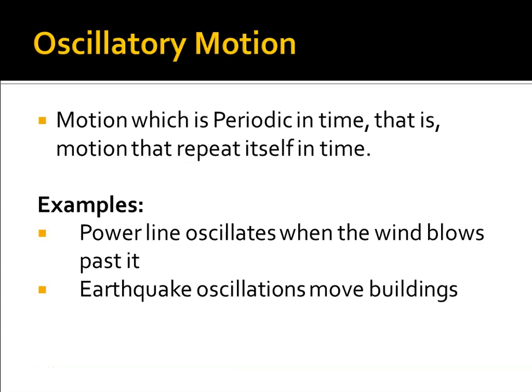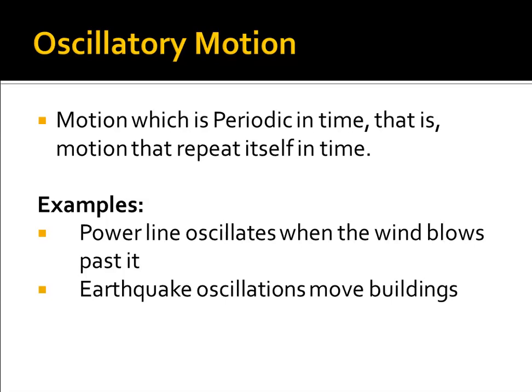So what is oscillatory motion? The motion which is periodic in time, that is, the motion that repeats itself in time. If you take a simple pendulum, the pendulum is oscillating with a periodic motion. Any motion which is oscillating about its mean position will be considered as a periodic motion.